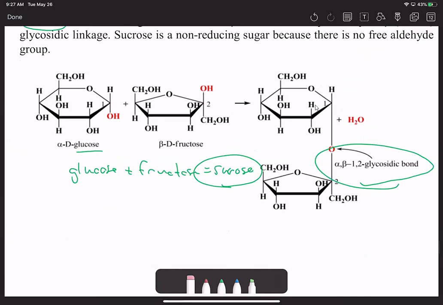Let's take a look at this one. It's already labeled here, but it's okay. Let's clean this up a little bit. 6-membered ring, carbon number 1.